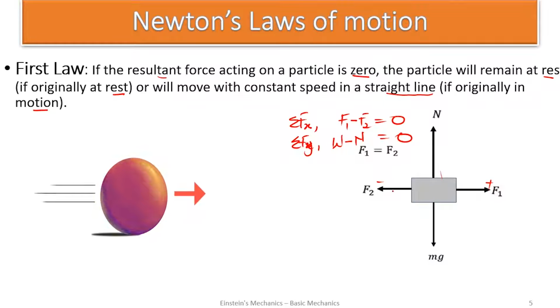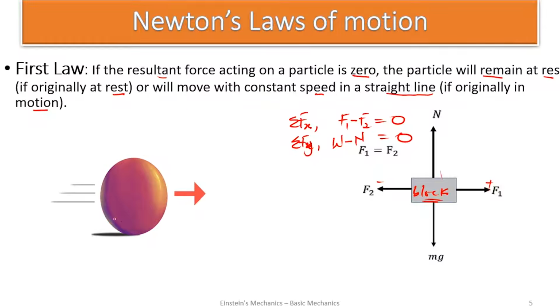zero. And this block will be acted upon by forces whose resultant will be zero. And what Isaac Newton is saying is that this block will continue to be at rest. It will remain at rest until an external force is acted upon it. Or we can take it that if the resultant force acting on the particle is zero, the particle will remain at rest or will move at constant speed if originally in motion.